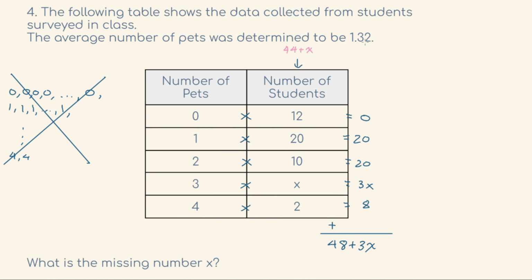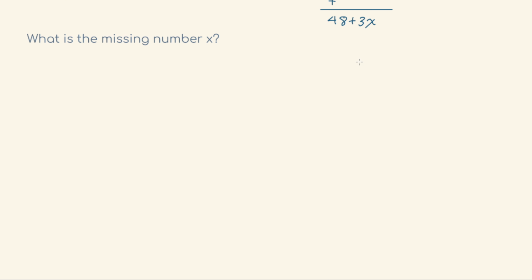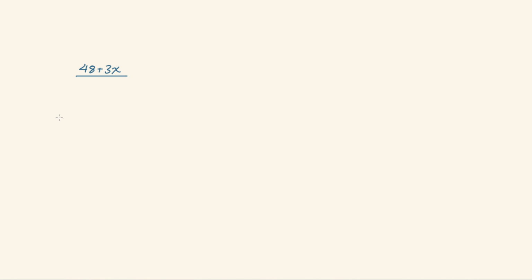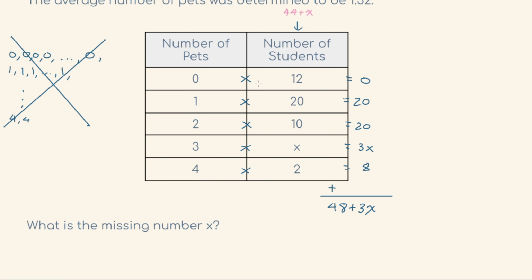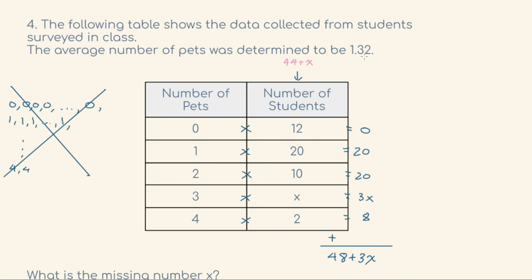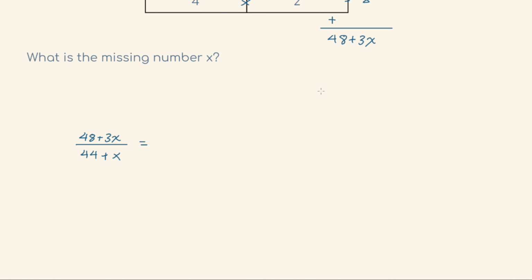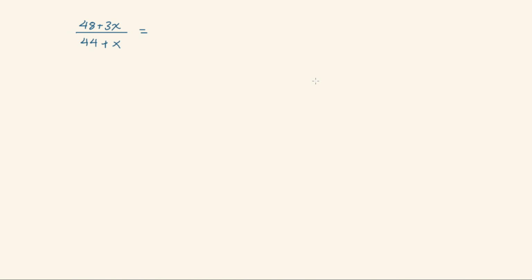And we know the mean is 1.32. So let's scroll down a bit so I have some space to work with. What did we say the total sum of my list was? It was 48 plus 3x, right? And we're going to divide, because we're finding the average here, by the amount of data we've added up, which when we look at my frequency column, remember I wrote that in pink above, was 44 plus x. And we know from the question that the average, let me scroll up again just to show you guys, is 1.32, right here. So we're going to scroll back down. This is going to come out to 1.32.